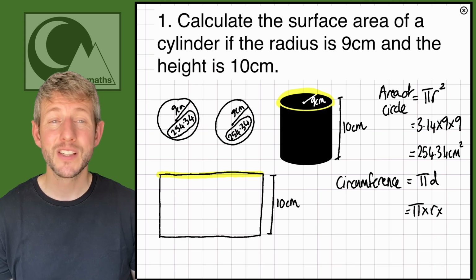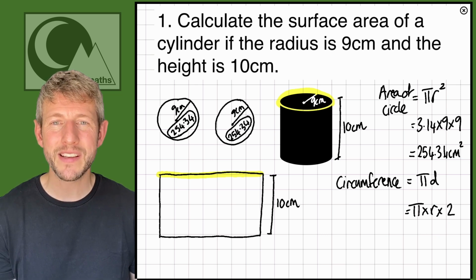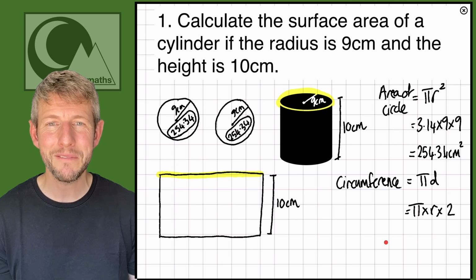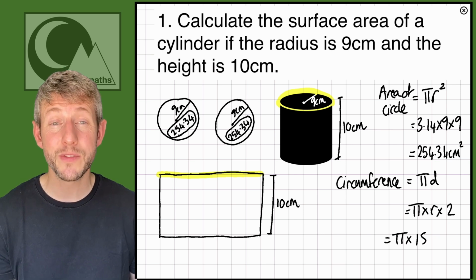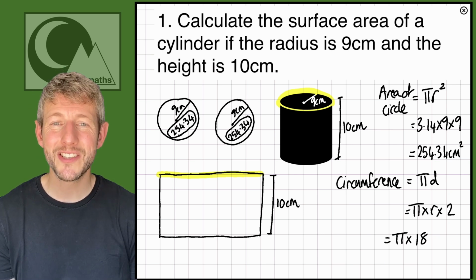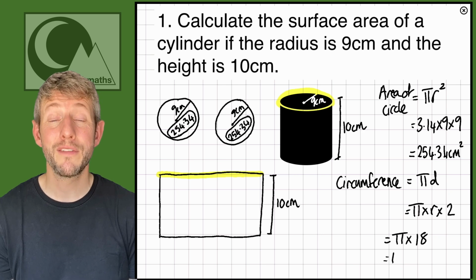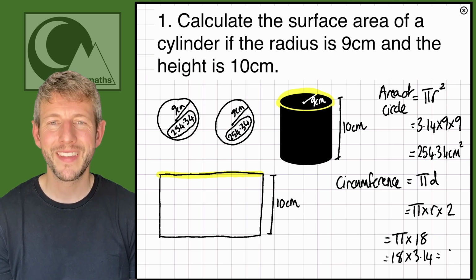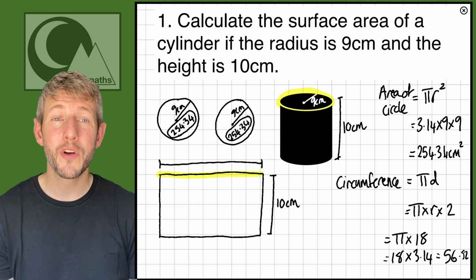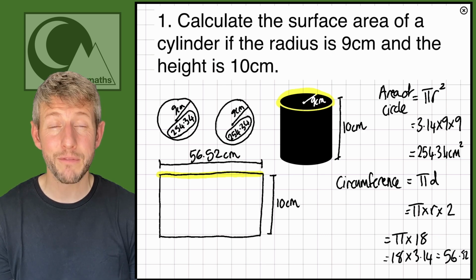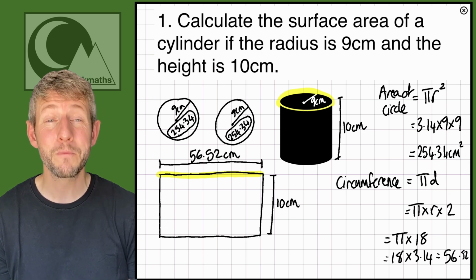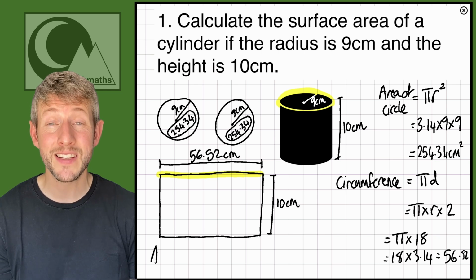Okay, so let's work out radius times 2 first. So we've got 9 times 2 equals 18, and then 18 times 3.14. So 18 times 3.14 gives us 56.52. And now we can write that on our rectangle. So we've got one side is the circumference, which is 56.52. The other side is 10 centimeters.